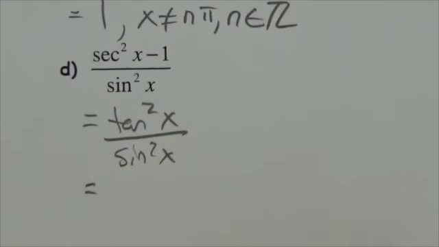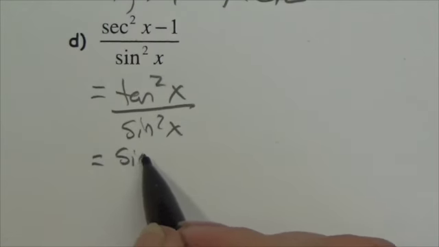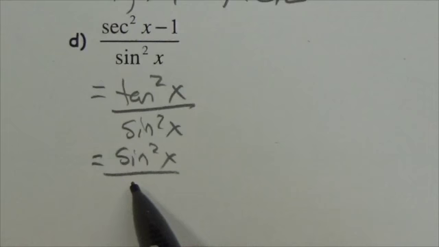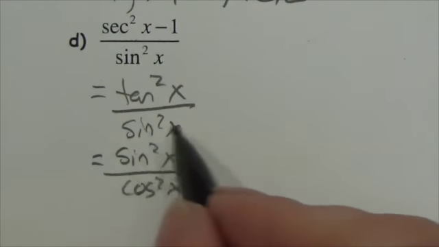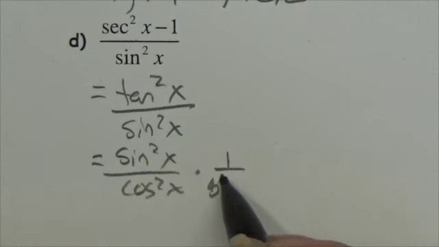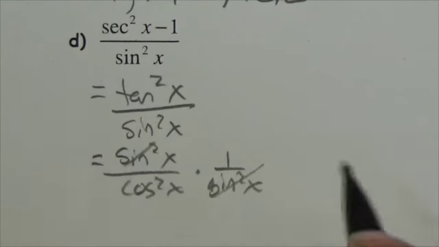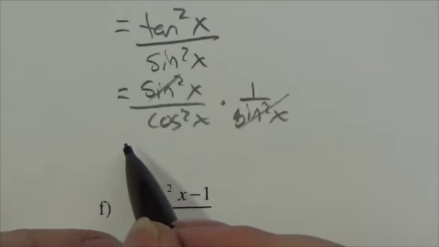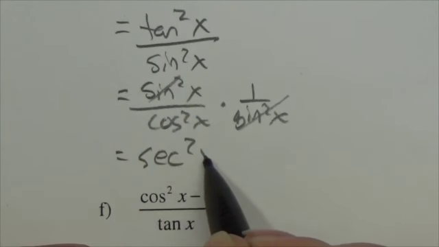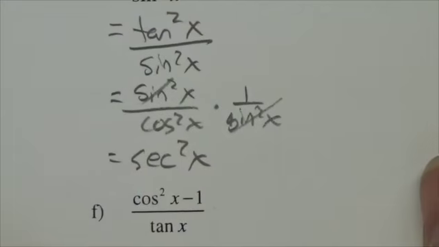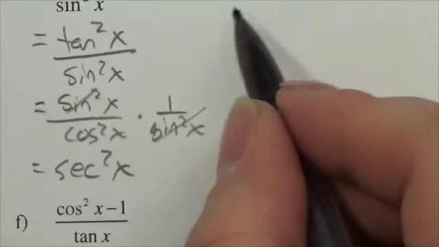Now, this is going to be the same as, well, tangent squared is the sine squared of x over the cosine squared of x, and I'm dividing by sine squared. I'm multiplying by 1 over sine squared of x. Notice that those two will cancel, and I'm left with 1 over cosine squared, which is just secant squared of x. Now, this is true as long as we identify the restrictions.